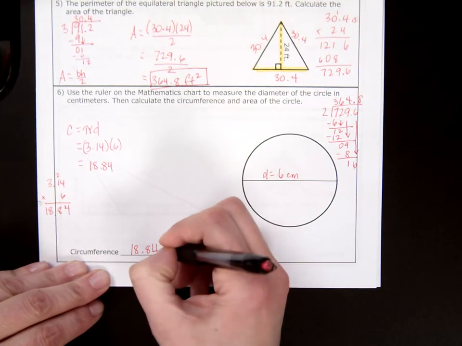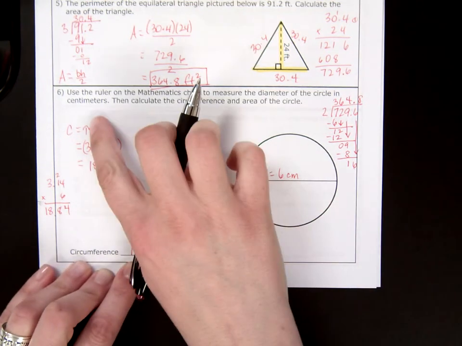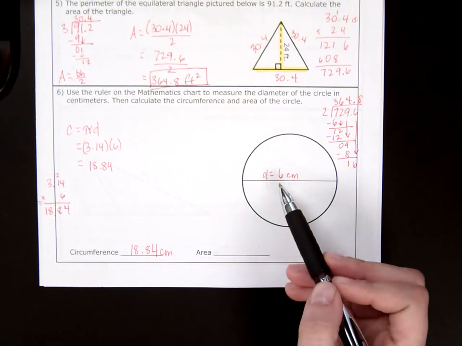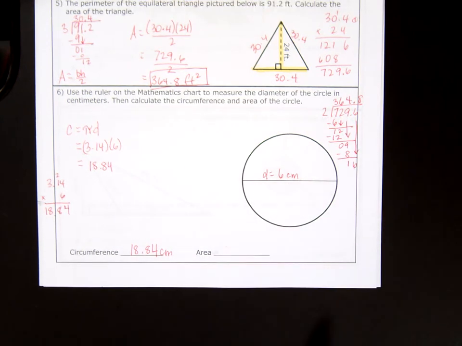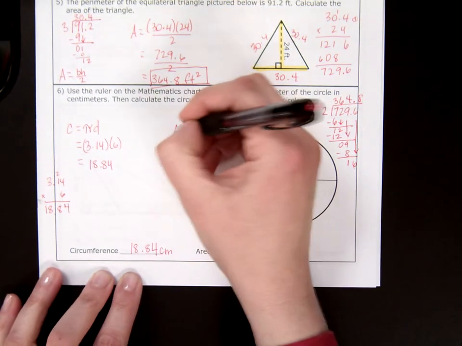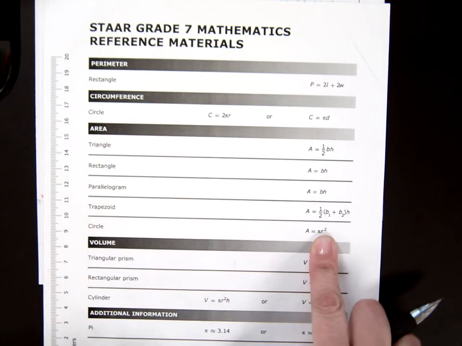And doesn't that make sense? Because circumference is about 3 diameters. So 3 times 6 is 18, and our actual circumference is a little bit more than 18. All right, now let's find area. So go to your chart, area of a circle, pi r squared.